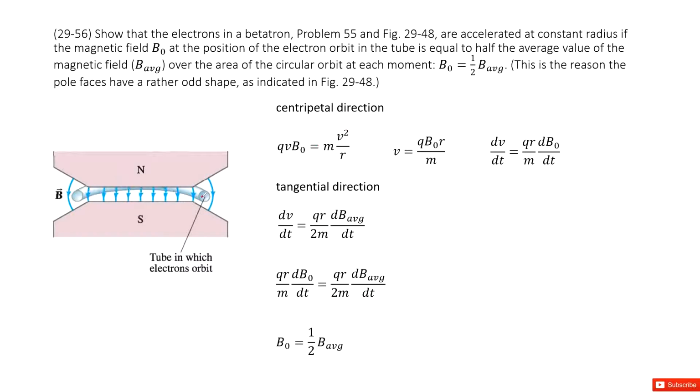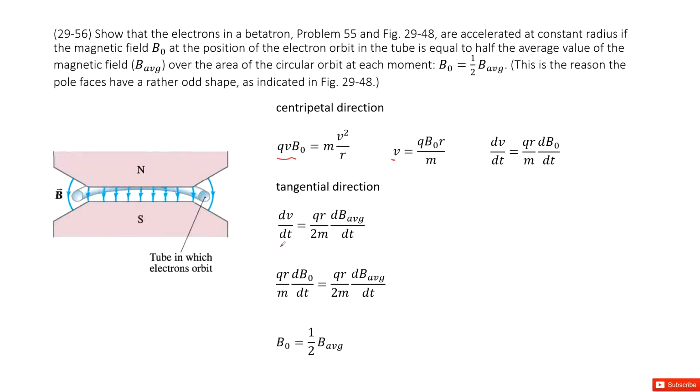For the central direction, the Lorentz force acts as the central force to make the charges do circular motion, right? So QV B naught equals mass times V squared divided by R. This is the Lorentz force acting as a central force. Then from this equation, we can get the equation for the velocity V: V equals Q B naught R divided by mass.